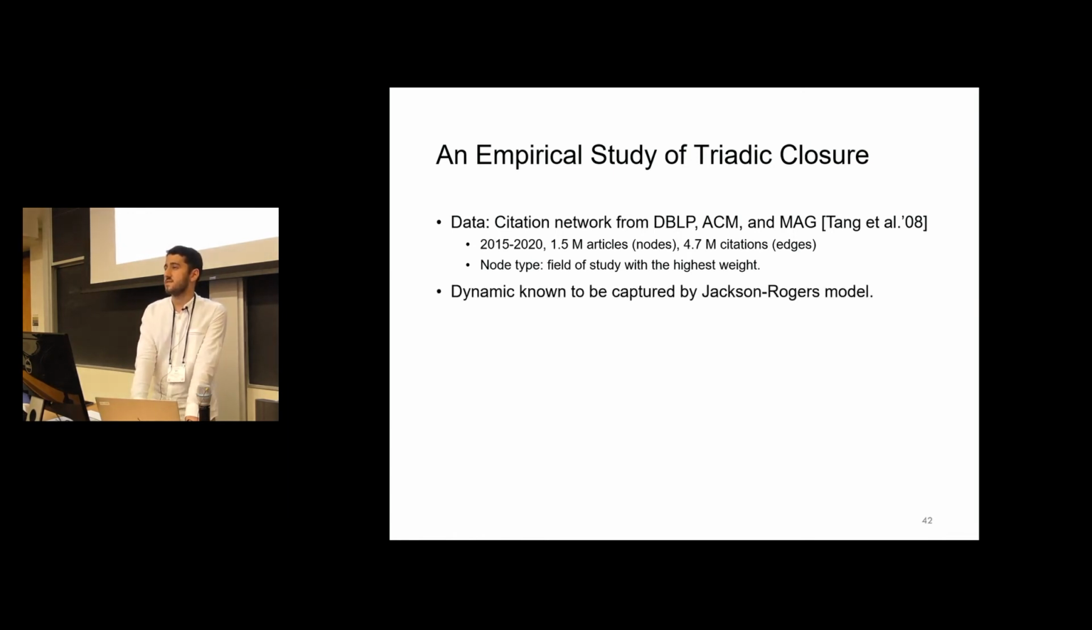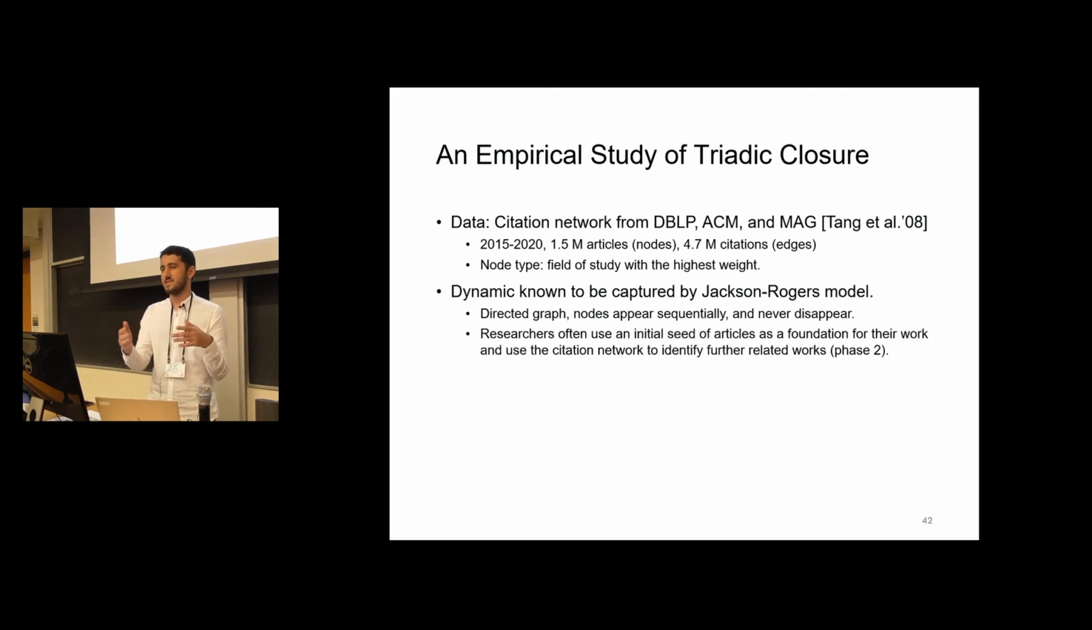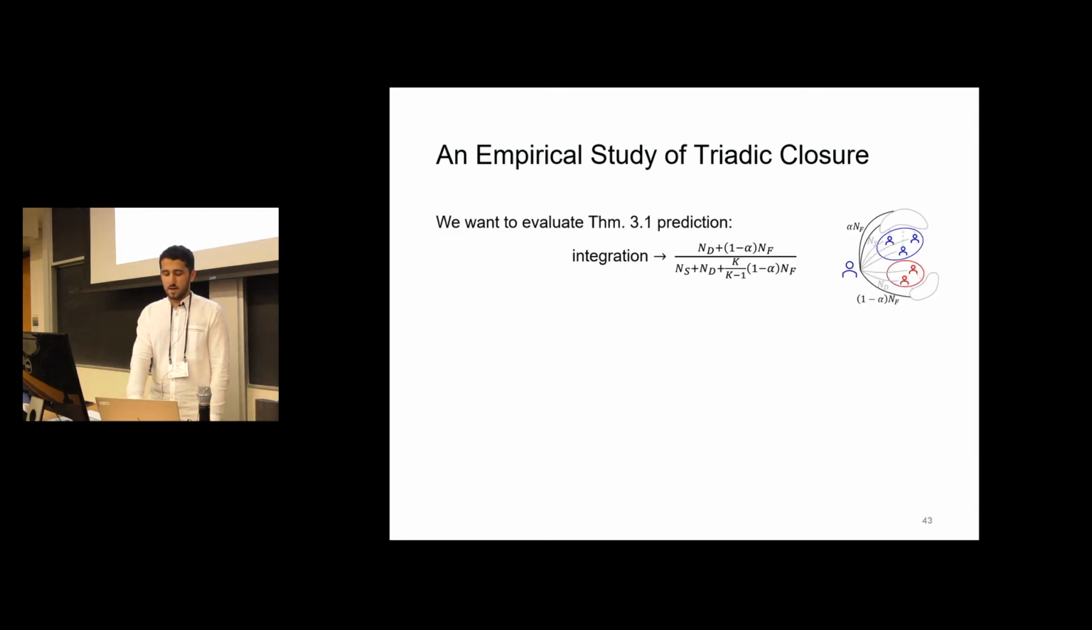And the dynamic of citation networks is known to be captured by the Jackson-Rogers model. That's because we have a directed graph, nodes appear sequentially, and never disappear. And it seems that researchers find relevant works by a kind of 2-phase mechanism. So we wanted to test this theorem we had, which says integration in the limit goes to this quantity.